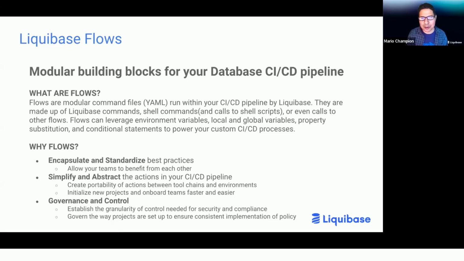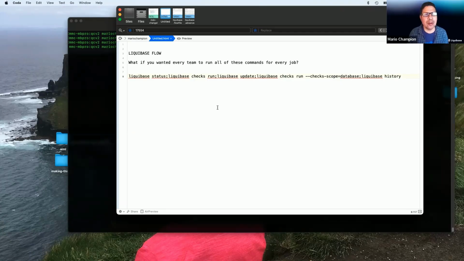They abstract across your CI/CD pipeline because they have variables and conditionals and nuance so that you run the same script everywhere. This is really valuable, and it's a reliable way to increase your speed and efficiency while governing, so that you safely move changes through your CI/CD pipelines quickly. Let's go look at Liquibase Flow.